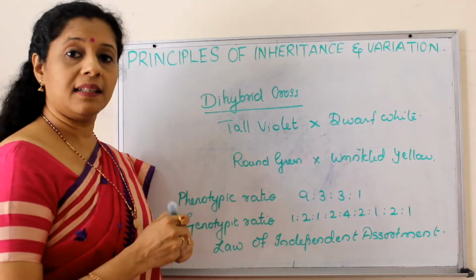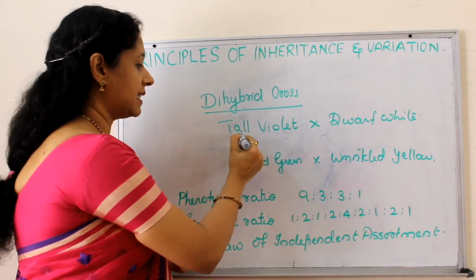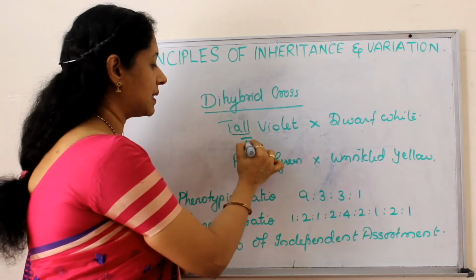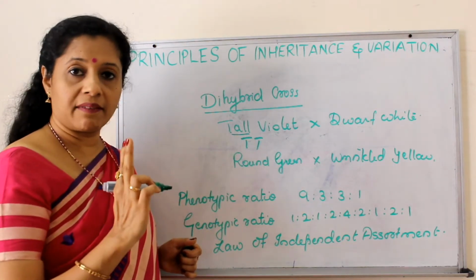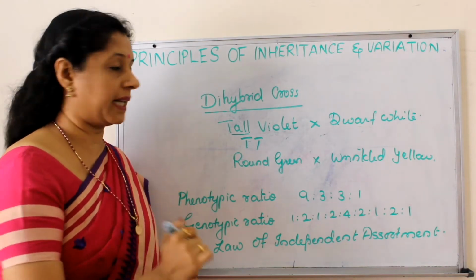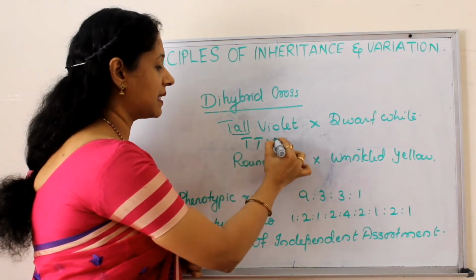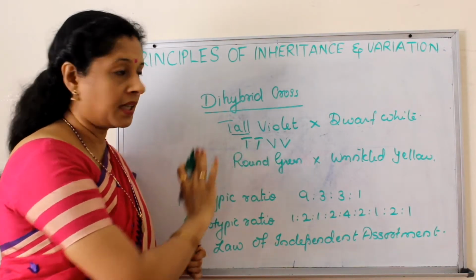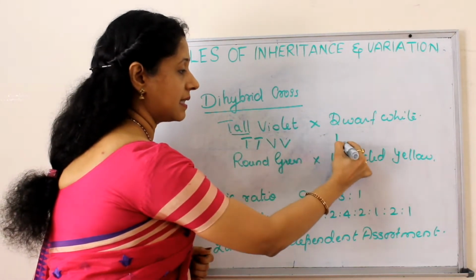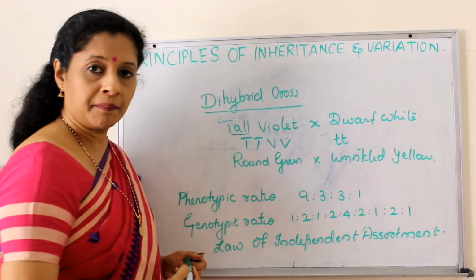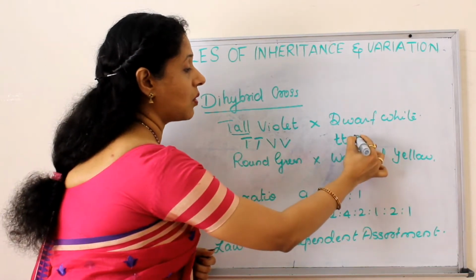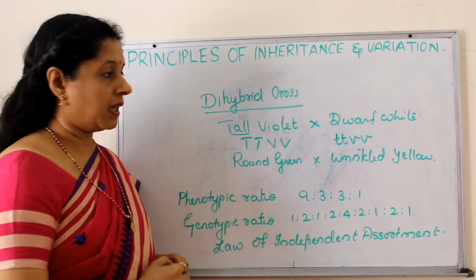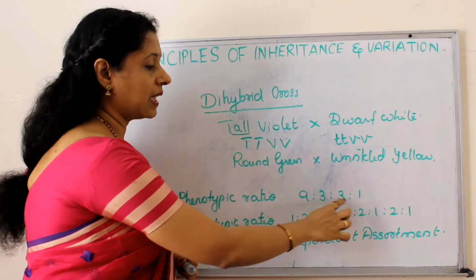If you see the genotype, tall, we can say tallness, is a dominant trait. So we take capital T. Twice we have to write because there are two alleles, one from each parent. And violet is also dominant, capital V. It is the parental generation, so they are homozygous. Whereas dwarf is recessive, so small t, and white, small v. If you do this cross, we get the ratio 9:3:3:1.